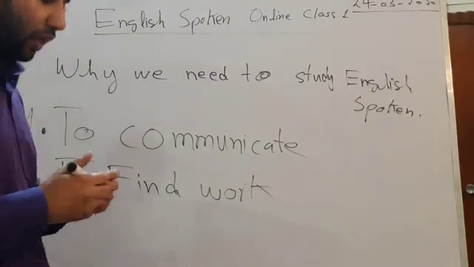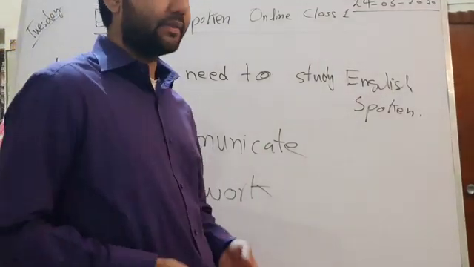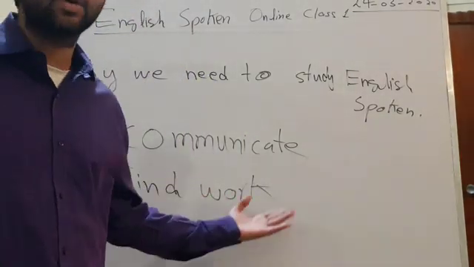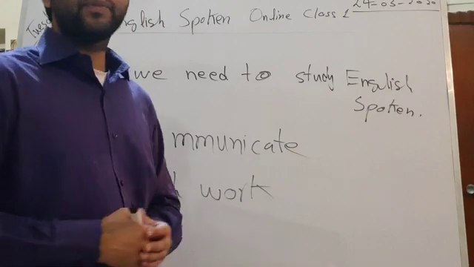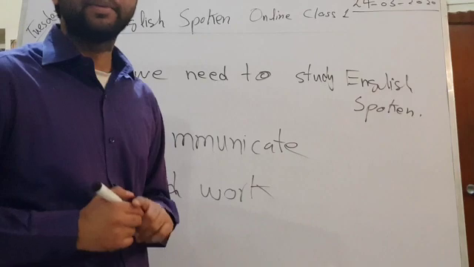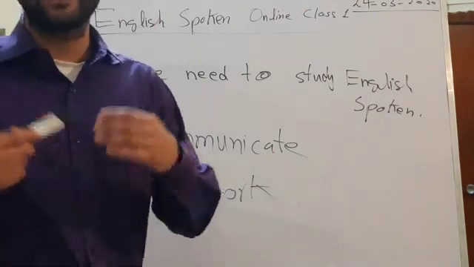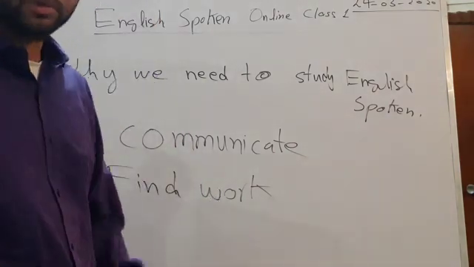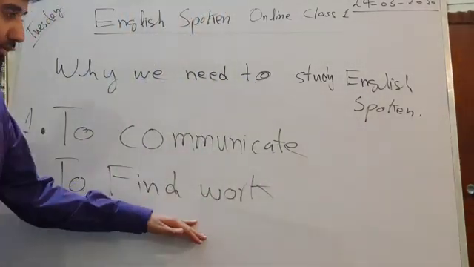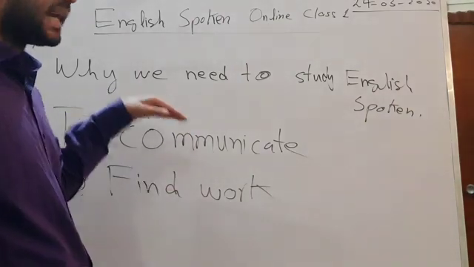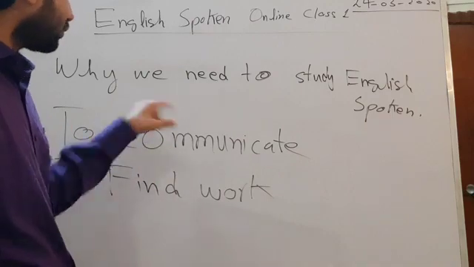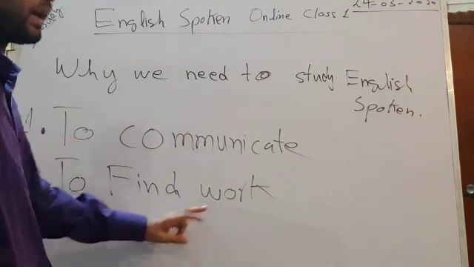Number two, to find work. In many countries, even if their first language is not English, English is the official language. For example, in Pakistan, English is the official language. So if you go to find work, your basic English skills are tested over there. Maybe they'll ask some questions in the interview, or maybe they will give you a small test which would be conducted in English. So to find work, to pass an interview, you need English spoken. Like you need to communicate in English actually. So first, to communicate. Second, to find work.